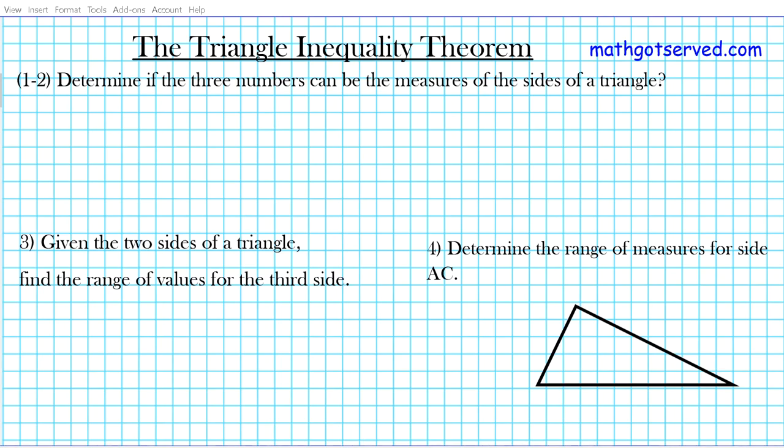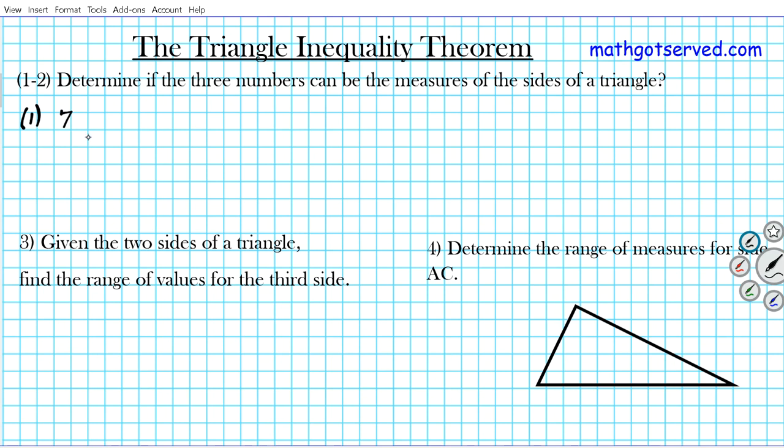All right, so the instructions for numbers 1 and 2: we're going to be given 3 measures, and we're to determine if those measures can be measures of the sides of a triangle. In other words, do the measures satisfy the conditions for the triangle inequality?